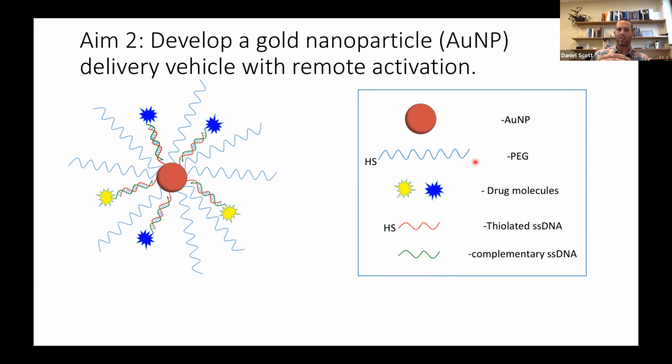And so that will be to try to make our particles stealth once it's injected into the biological systems, where it's going to avoid some non-specific protein interactions and allow it to circulate a little bit longer through your system. And then, again through that gold thiol bond, we're going to label the surface with a single-stranded DNA sequence.